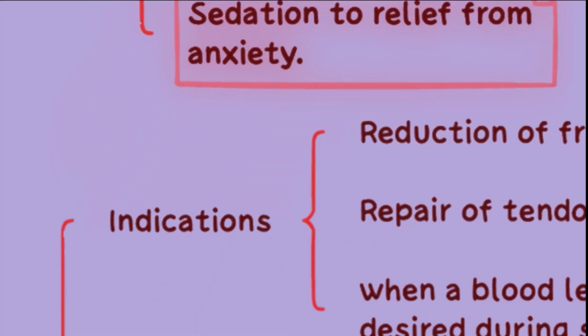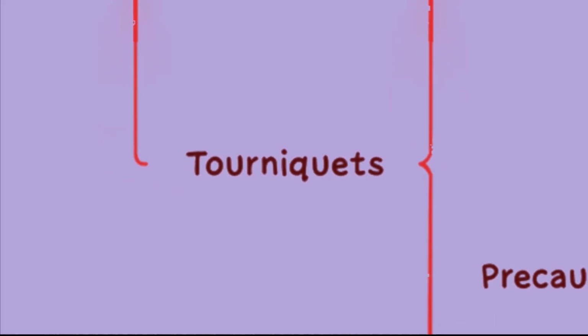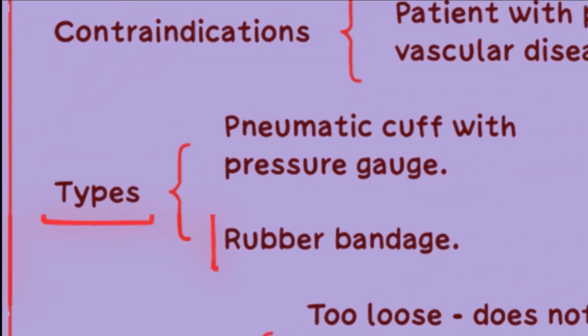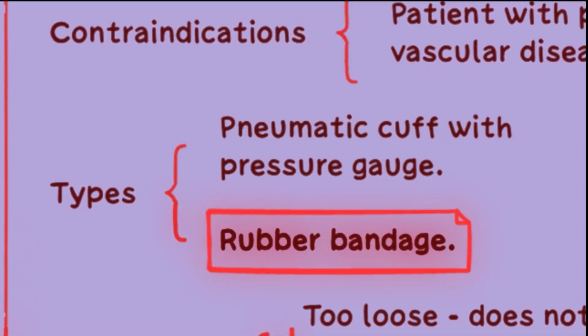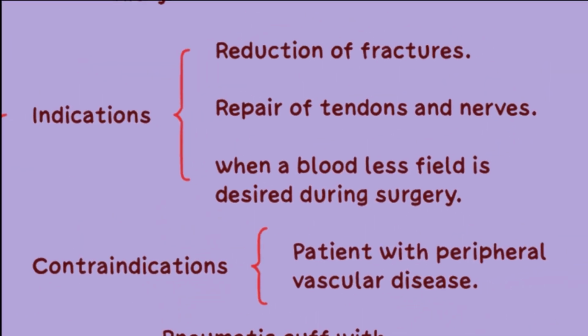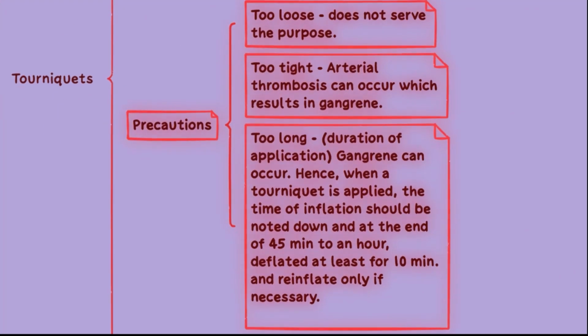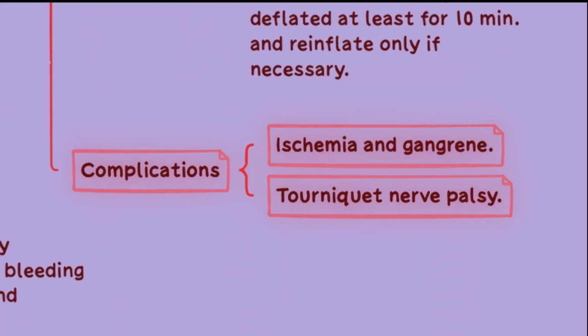In addition, providing sedation to the patient can help relieve anxiety and promote relaxation, which can be beneficial in managing bleeding. Another specific measure is a tourniquet, which is a device used to temporarily occlude blood flow to a specific area of the body. Two most common types of tourniquets are pneumatic cuff with pressure gauge and rubber bandage. You can take a look at our mind map for the indications, contraindications, and precautions to be taken care of while using a tourniquet and its potential complications.